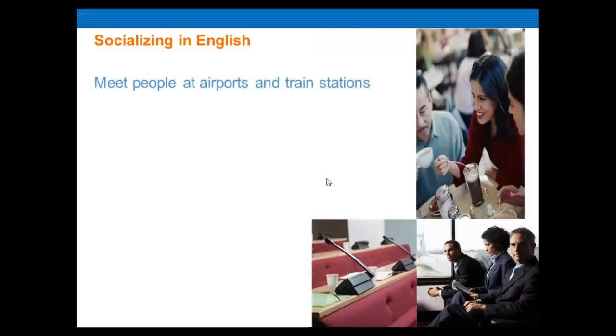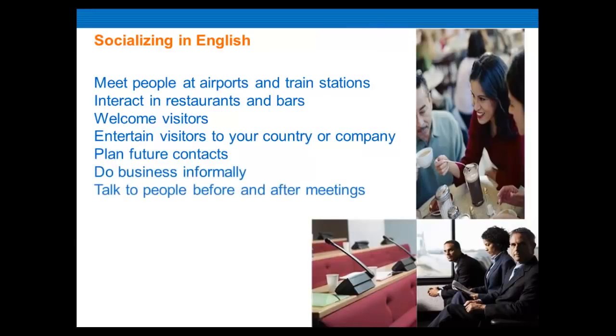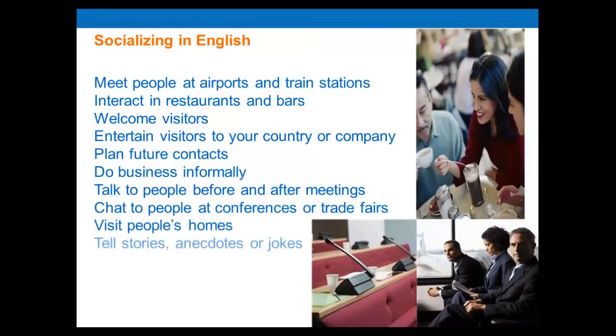And sometimes it is socializing. These are some examples. When you have to meet people at airports and train stations, maybe visitors coming to your company, interact in restaurants and bars, welcoming visitors, entertaining visitors to your country or company, planning future contact, doing business informally, talking to people before and after meetings, chatting to people at conferences or trade fairs, visiting people's homes, telling stories, anecdotes, or jokes. An anecdote is a personal story about something that has happened to you, and engaging in small talk. Small talk is key, okay?